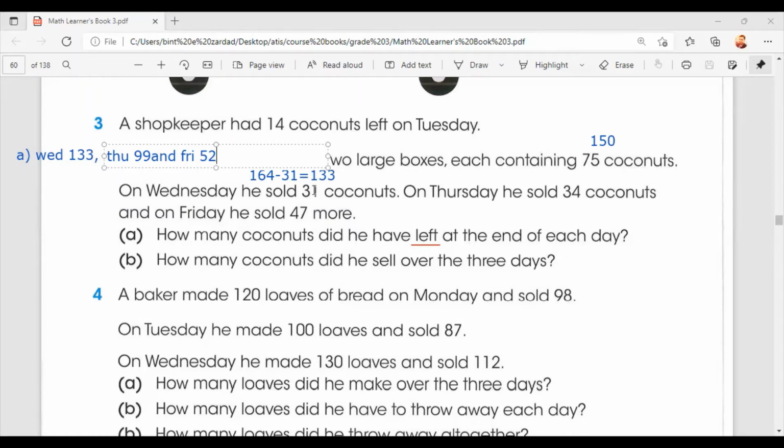On Wednesday he has in total 164: 150 he bought on Wednesday, and on Tuesday at the end of the day he had 14 left.